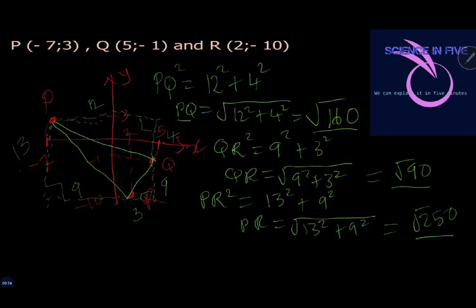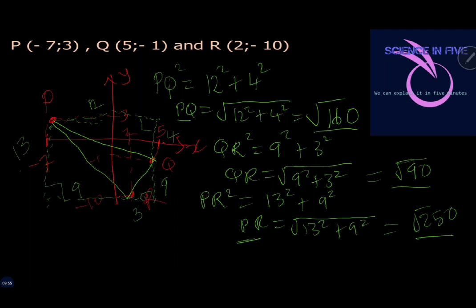So, is this triangle a right angled triangle? Well, which is the longest side? It looks like PR is the longest side. It's root 250, and these two sides are the smaller sides. If this is a right angled triangle, then the longest side squared should be equal to the one side squared plus the other side squared. So let's check that out.